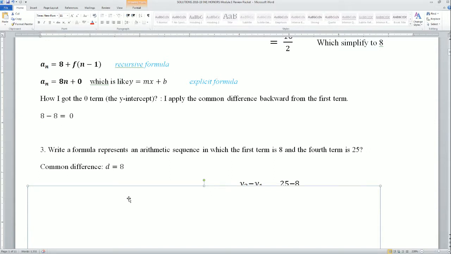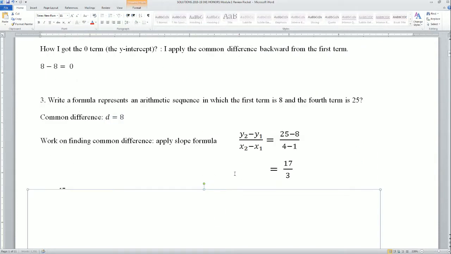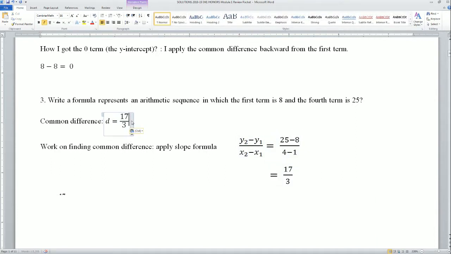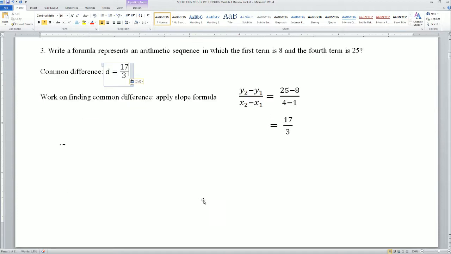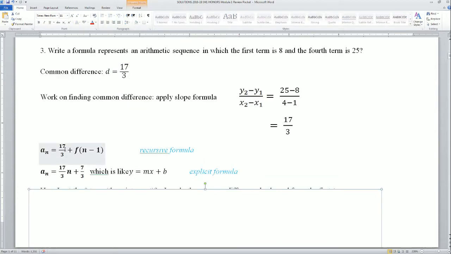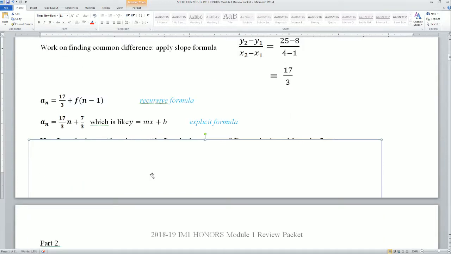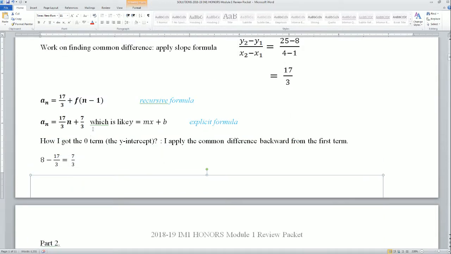The next one, the first term is 8, the fourth term is 25. The common difference here is not 8. I did the calculation here. It's 17 over 3. Again, apply the slope formula. Plug that into the recursive equation, so it would be 17 over 3 plus the previous term. If I put that into the explicit, 17 over 3 n plus 7 over 3. How do I get the 7 over 3 for the y-intercept? Again, I apply the common difference backwards to the first term. The first term was 8. Subtract 17 over 3, which is applying the common difference backwards. That gets me 7 over 3.